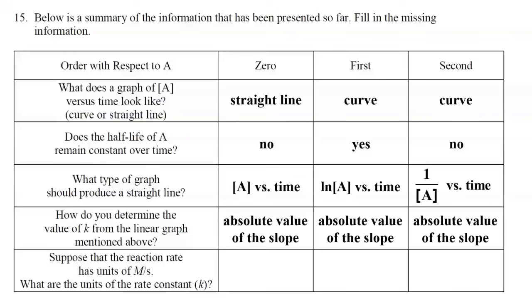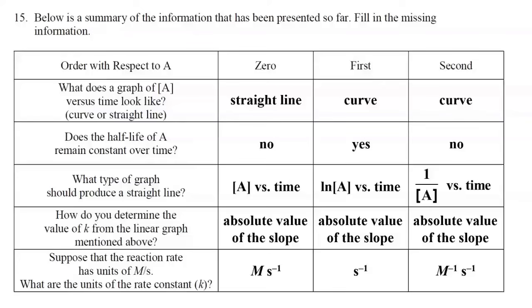So if you're getting it from the slope of the line, that change in y over change in x, it's going to be either molarity per second. Remember, natural log of concentration has no units, so just inverse seconds. And if I have 1 over the molarity divided by the time, it would be inverse molarity times inverse seconds. So molarity to the -1 times seconds to the -1.